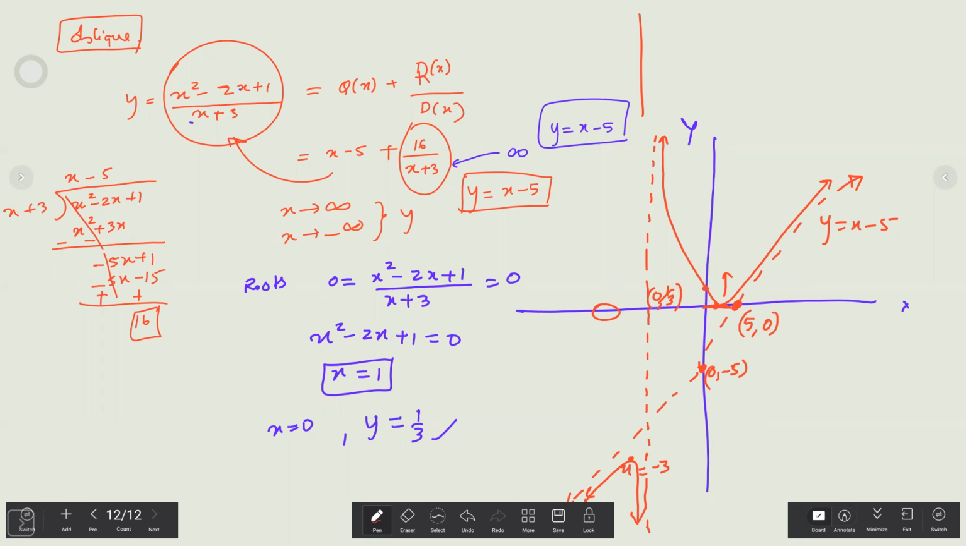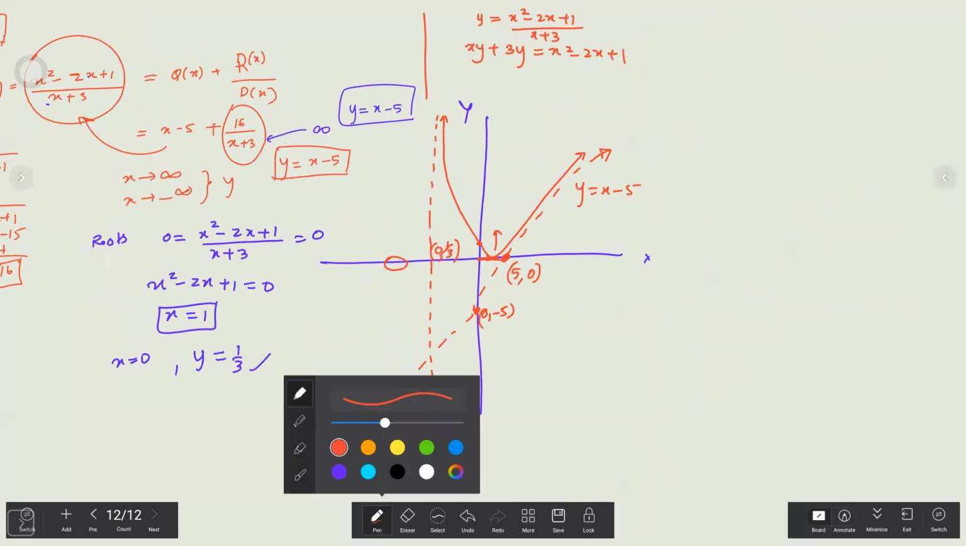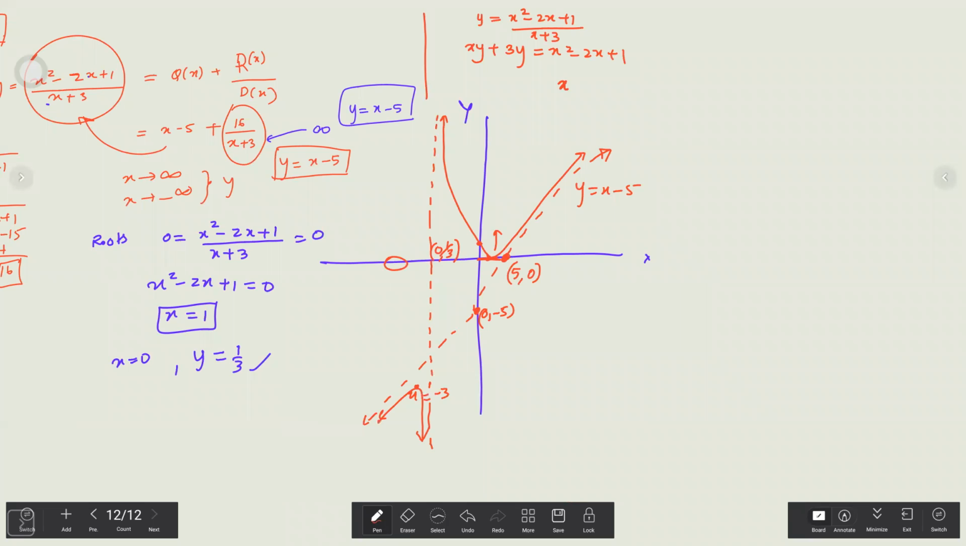So here our function is y equals x squared minus 2x plus 1 upon x plus 3. What you do is cross multiply first and get an implicit equation. So it will become xy plus 3y equals x squared minus 2x plus 1. Now bring every term to one side, so it'll become x squared minus 2x plus 1 minus xy minus 3y equals 0.